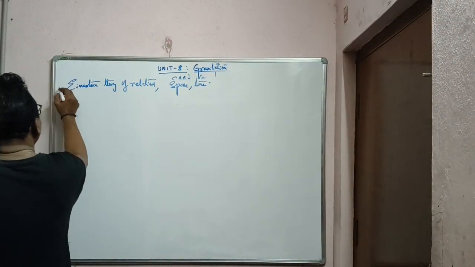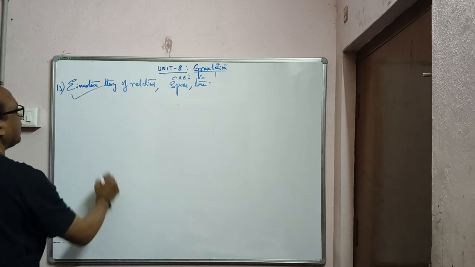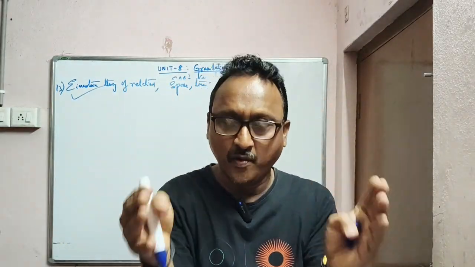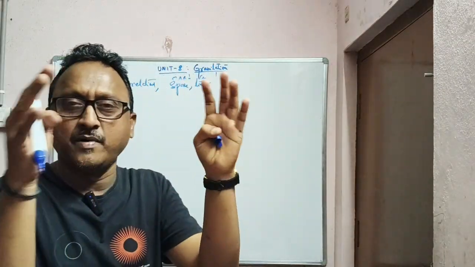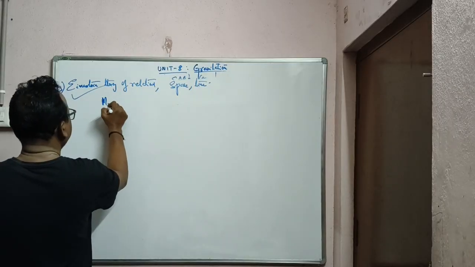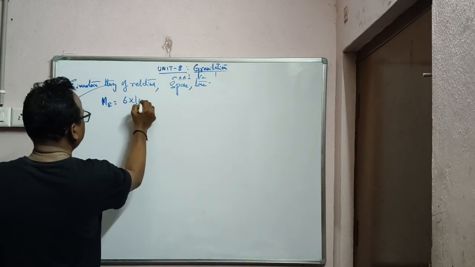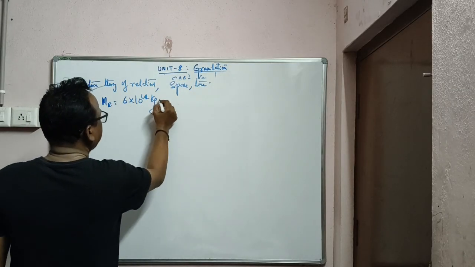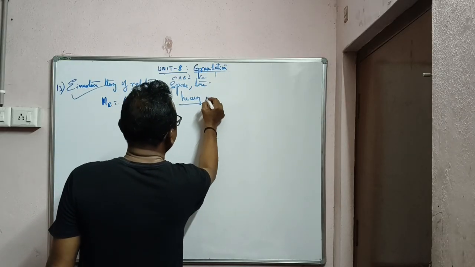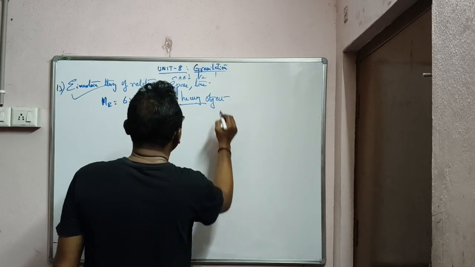Yes, according to Einstein. And why, what is the answer? Because a heavy object like the earth. What is the mass of the earth? 6 into 10 to the power 24 kg. A heavy object. It is a heavy object.